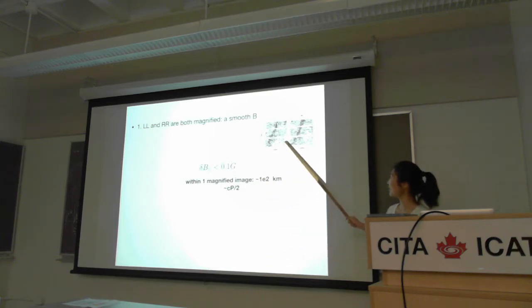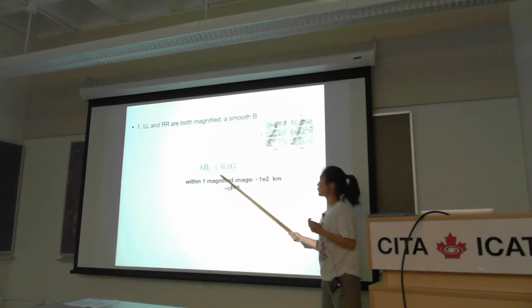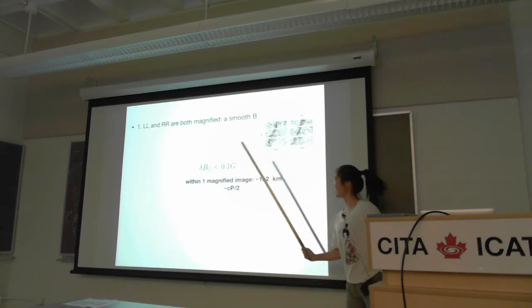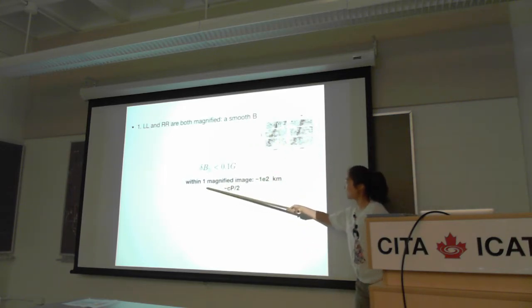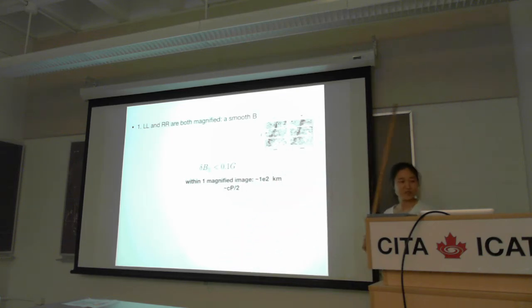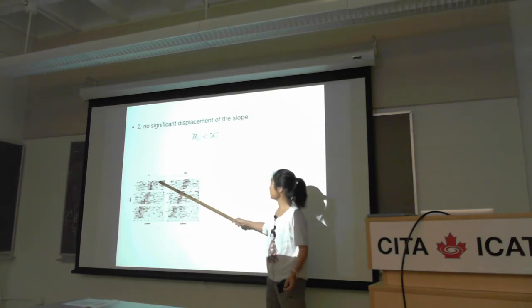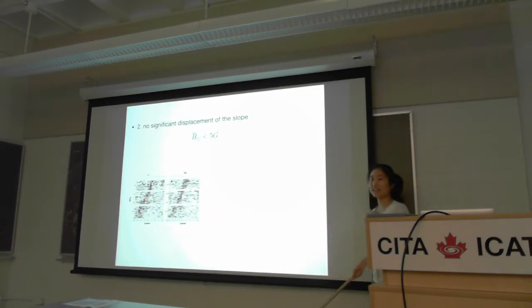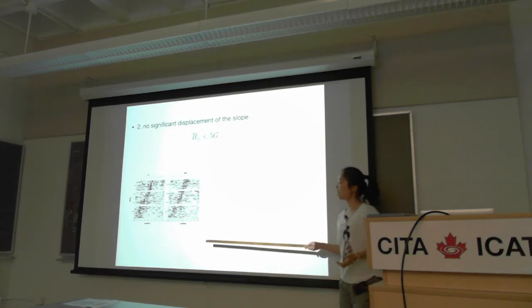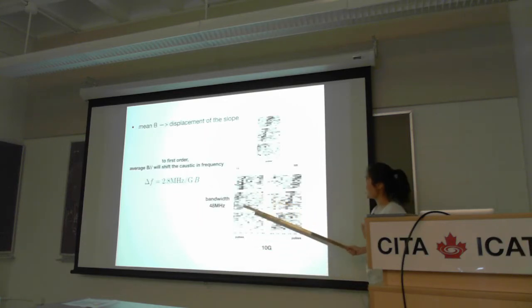So by simply looking at the fact that they're magnified simultaneously, we can claim that it's a smooth parallel magnetic field with variance smaller than 0.1 Gauss. And that is within one magnified image, which can span several hundred kilometers. And the second thing we can look at is that there's no significant displacement of these slopes, which can give us a quantitative estimate of how large the mean magnetic field along the line of sight is. What do I mean by displacement of the slope?